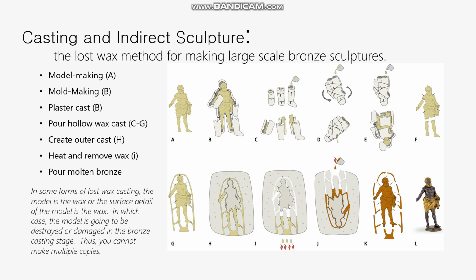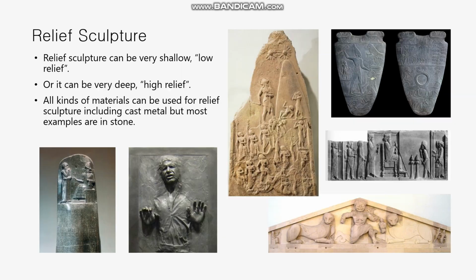Now, one thing that is a little bit different sometimes is a system where the first model that you make is made out of wax, or you can make a piece where the top surface layer of the model is made out of wax, and then you make a cast, and when you pour it, the bronze actually removes that wax that was part of the model, so it literally destroys your model. And with those kinds of lost wax processes, obviously, you can't make multiple copies. But many types of bronze casting you can make in a series.